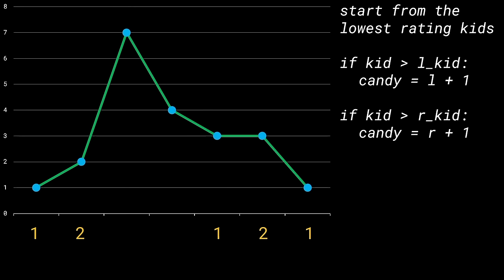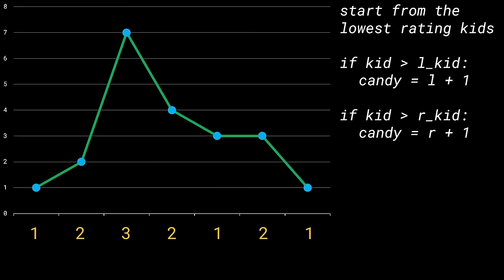Now, okay, what about the kid of the rating 4? Okay, look on its right, look on its left. Left, there is nothing, but right, you can see that there is a kid of rating 1. So we are going to give it the value of 2. And then for the value of 7, we're going to look at the left and look at the right. And what do we see? There's 2 in either case, so just do 2 plus 1, giving us 3.